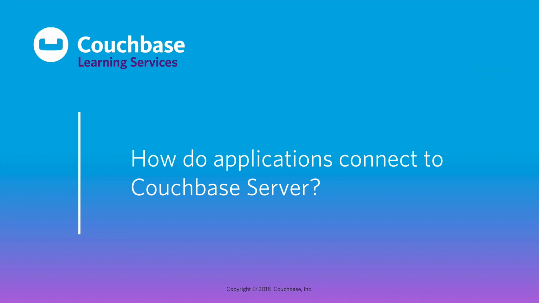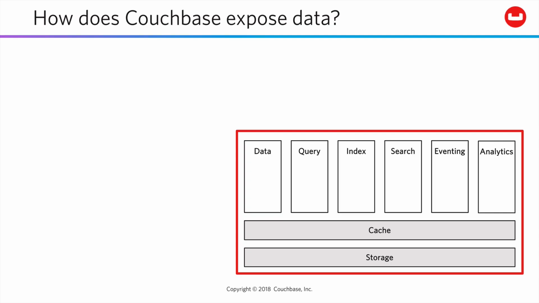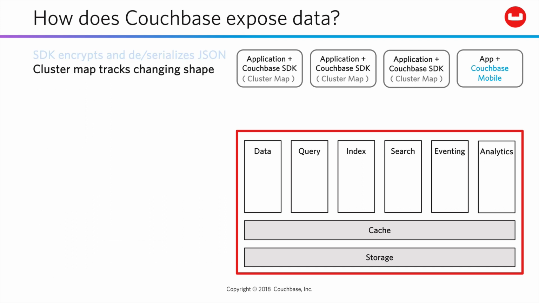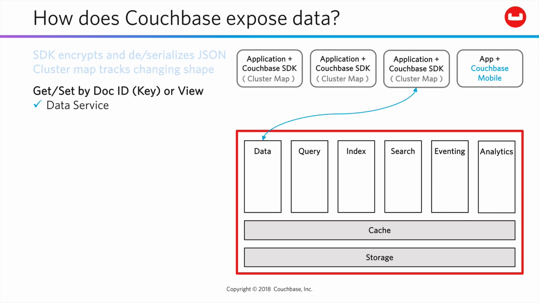Couchbase provides a consistent approach to data access across all our SDKs. Let's take a look. How does Couchbase expose data? Well, applications access Couchbase services directly via our SDKs, which uniformly offer encryption on the wire, along with JSON document serialization and deserialization, and they stay aligned with the current shape of your cluster by a cluster map. Key value get-set operations or access to map-reduce views happens through direct contact with any node exposing the data service.